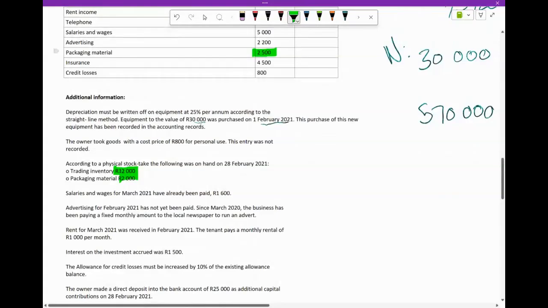We have packaging material. We could have had fuel. We could have had stationery. All three of these are expenses, right? Now, we get to the end of the year, we've done a stock take, and we find that we have extra fuel that we have not used. Whenever we account for these, we say, this is an expense. We have incurred an expense.